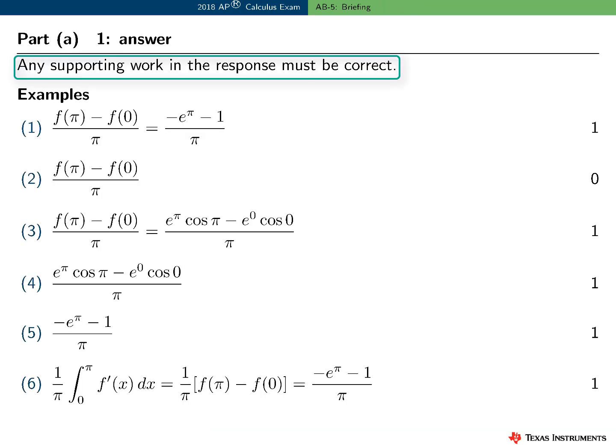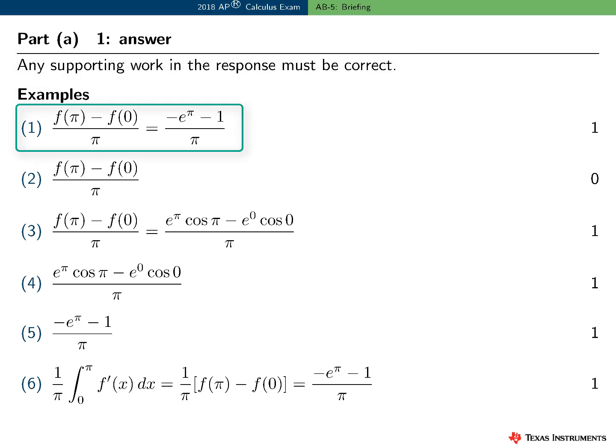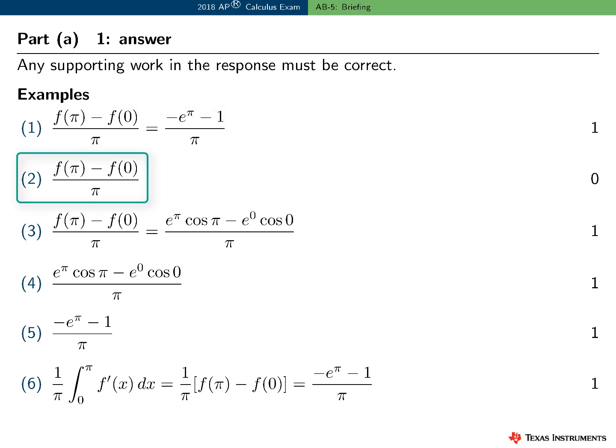In Part A, we need the average rate of change of f over the interval 0 to pi. And although we're looking for just the answer here, any supporting work presented by the student must be correct. Here are some example responses and the score for each. In example 1, we don't need to see the minus 0 in the denominator. This response earns the point.